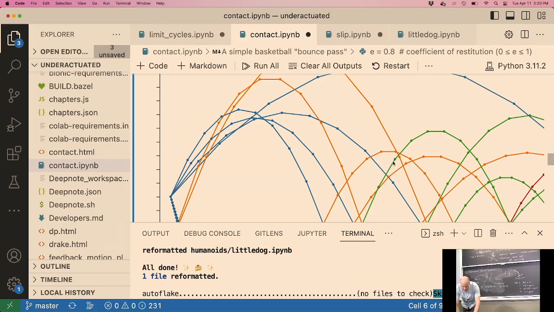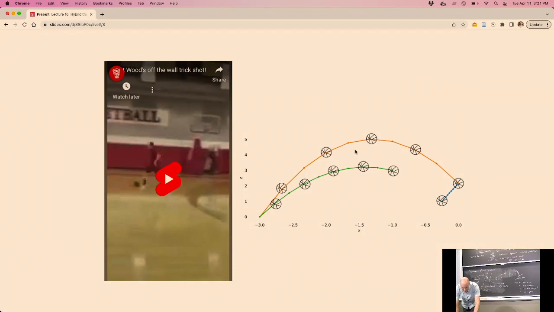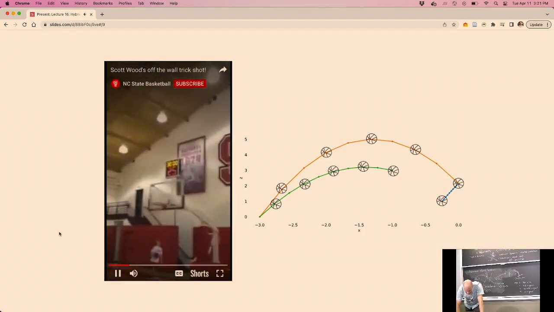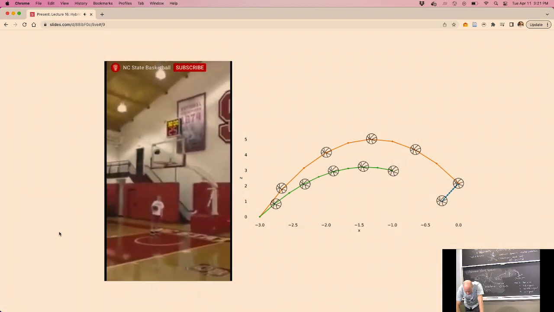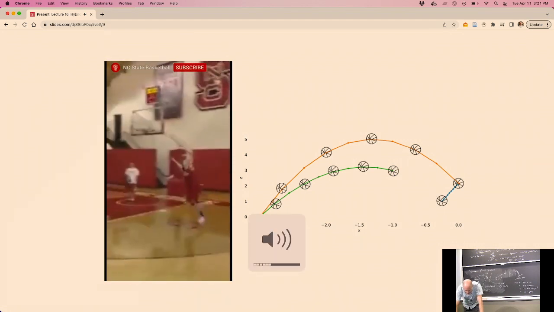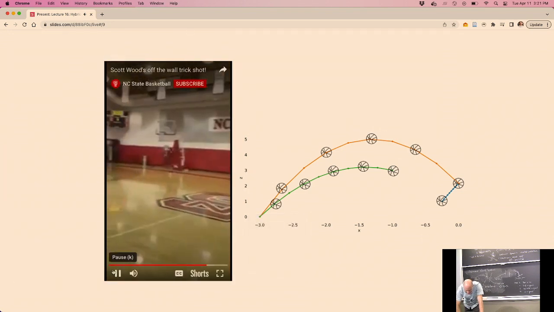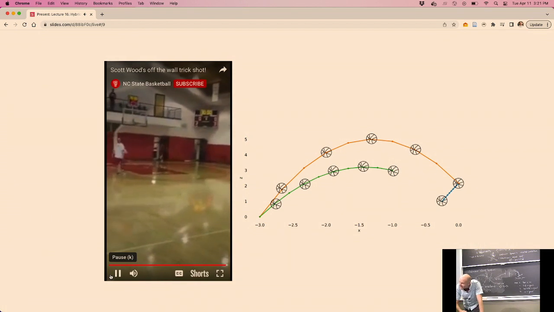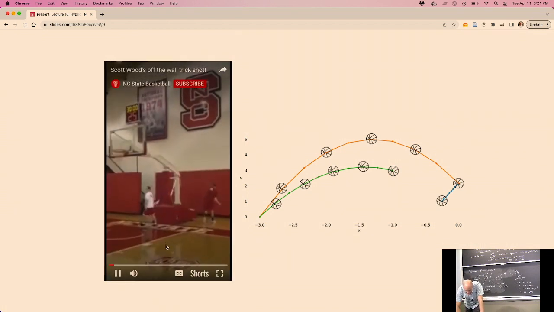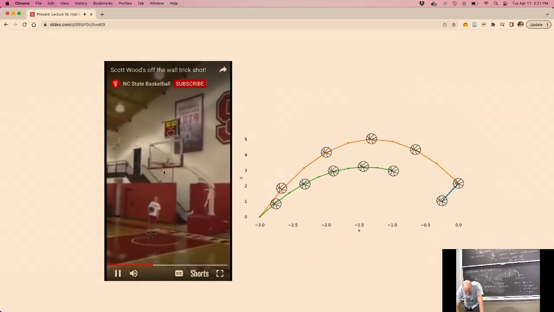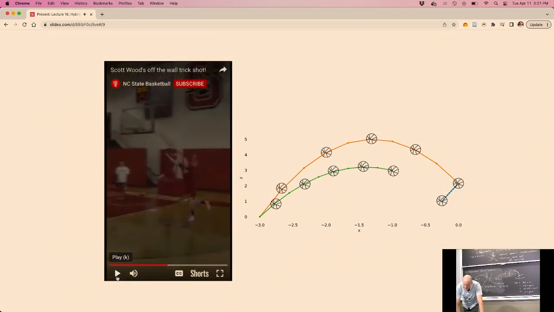Okay, so that's fun, but I went online. I'm like, there's got to be a better trick shot somewhere out there. So I found this guy at NC State that did this thing. Okay, can you see that? And he's really happy. That's three in a row, right? All right, so you see this, ready? He throws it against the wall, bounces there, and then back, right? Pretty fancy.